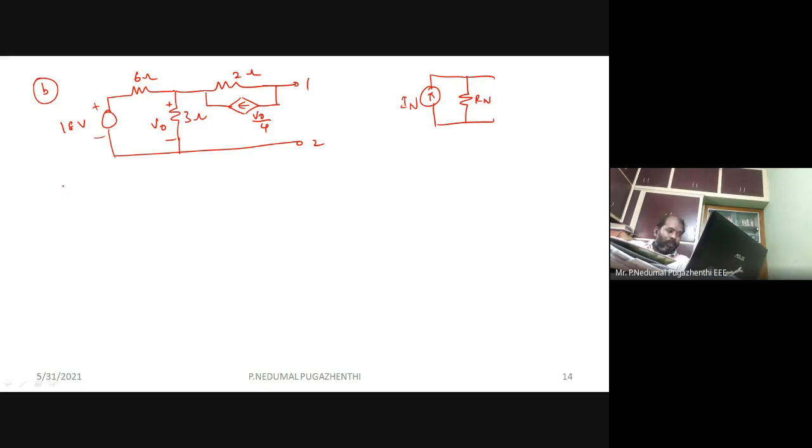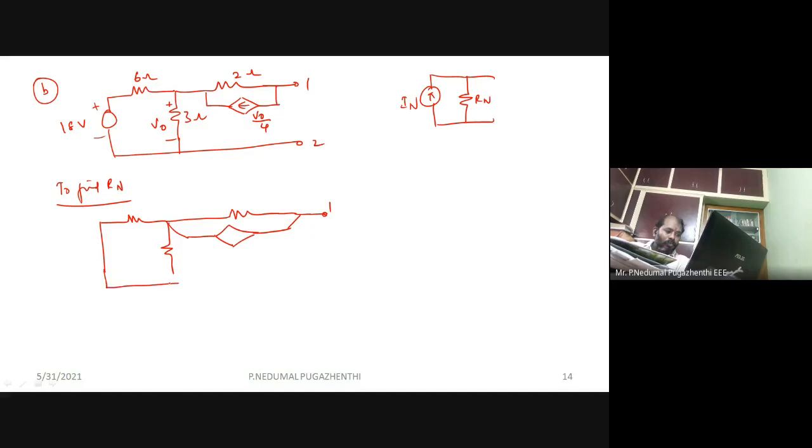So first I will try to find Rn. Since I am having a dependent source, I have to work on it. I can use any method to do that. I will try first to apply a voltage source across that. So I will remove the independent sources. I will connect a known voltage source across that terminal 1 and 2.